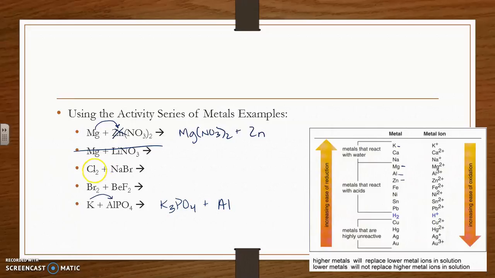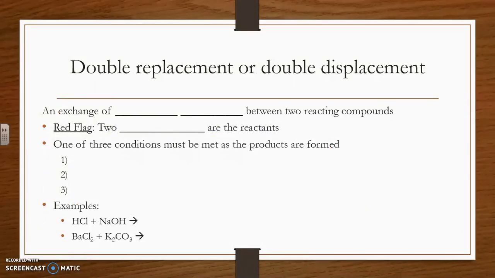Right. And then with these two, whichever one's higher on the periodic table, because it's a nonmetal trying to replace a nonmetal, chlorine is higher, so you would have NaCl and you would have Br by itself. Okay. And like I said, I was just showing you examples. We will get more into this in the next unit.